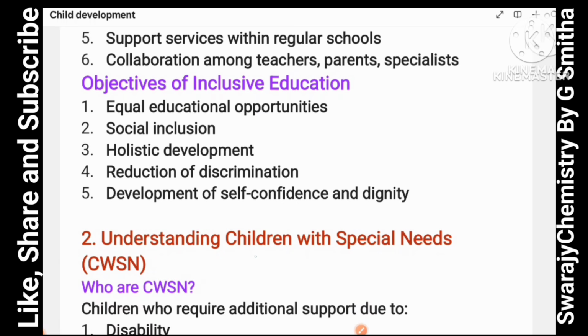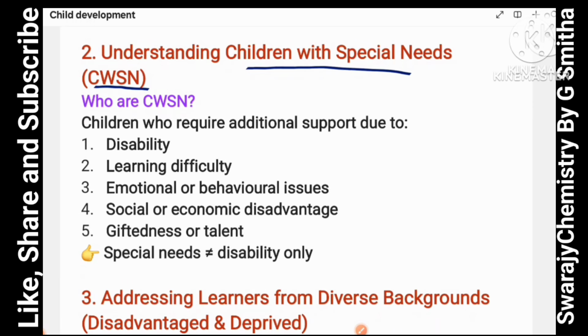Our next concept is children with special needs, CWSN. Now let us understand who are children with special needs. Children with special needs are those who need extra help and support in learning. This support may be needed because of a disability, learning difficulties, emotional or behavior problems, poor economic or social background, or because the child is gifted or talented. Please remember clearly, special needs does not mean disability only.